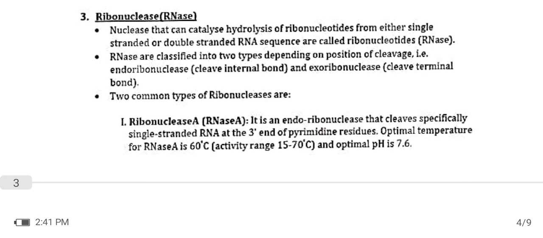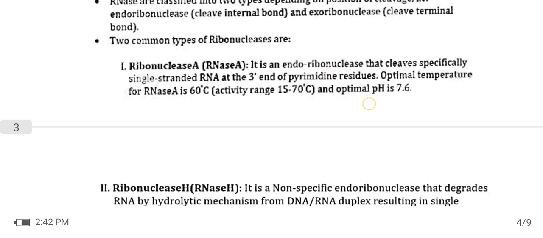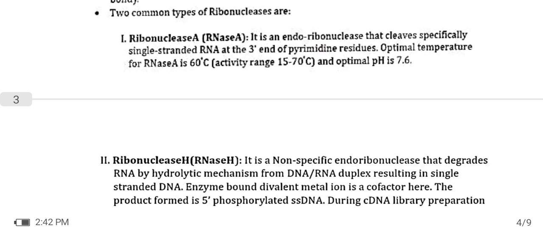Ribonucleases are nucleases that can catalyze the hydrolysis of ribonucleotides from either single-stranded or double-stranded RNA sequences. RNases are classified into two types depending on position of cleavage: endoribonuclease and exoribonuclease. Two common types of ribonucleases are ribonuclease A, an endoribonuclease that cleaves specifically single-stranded RNA at the end of pyrimidine residues. The optimal temperature for RNase A is 60 degrees Celsius.